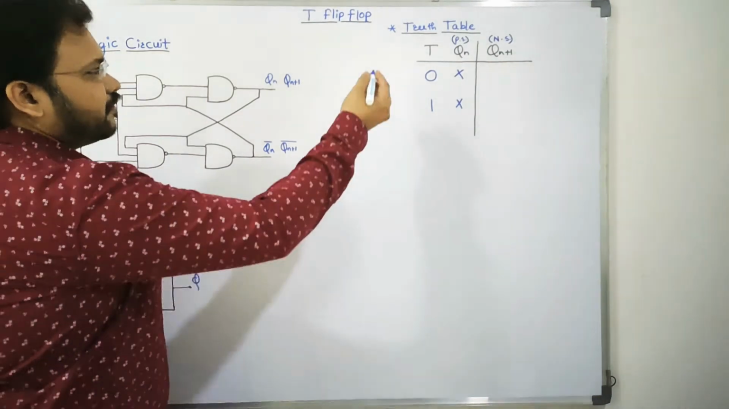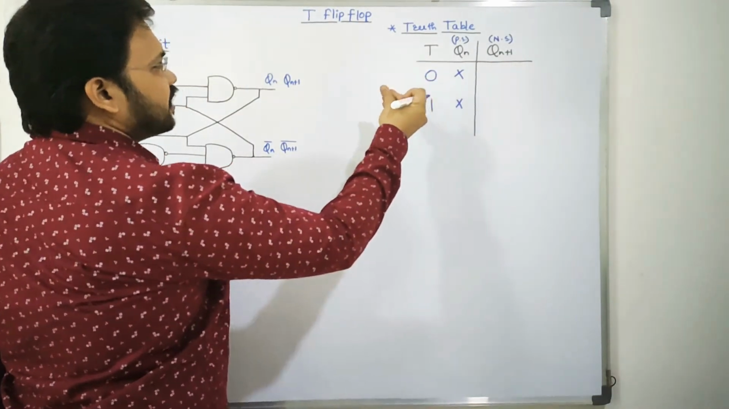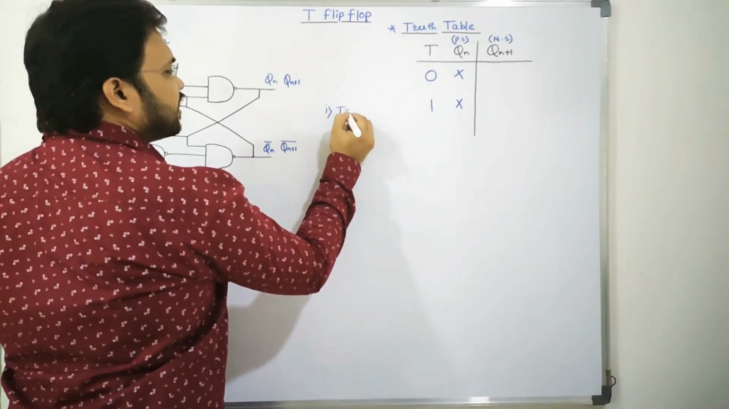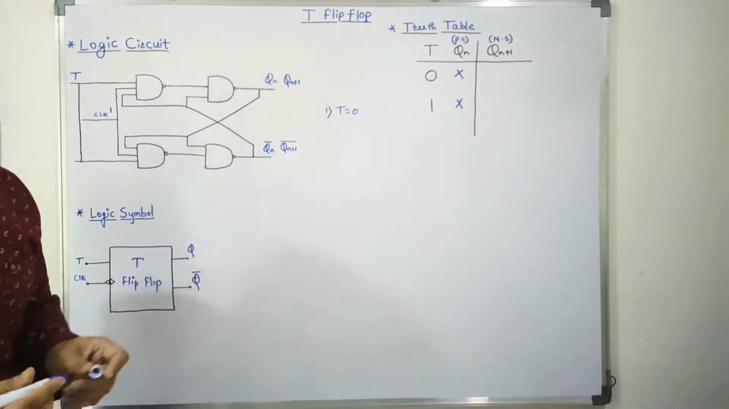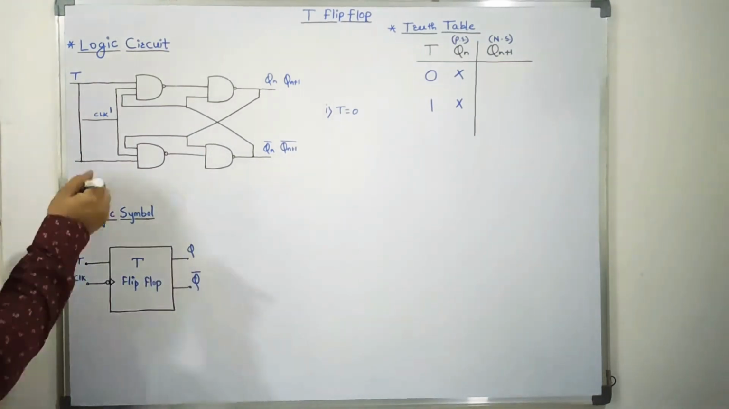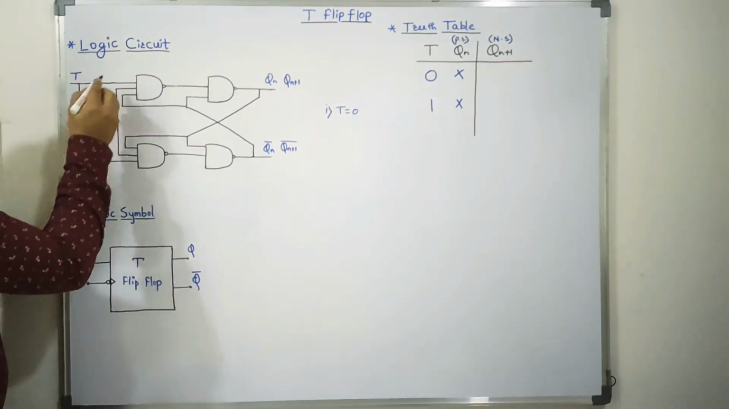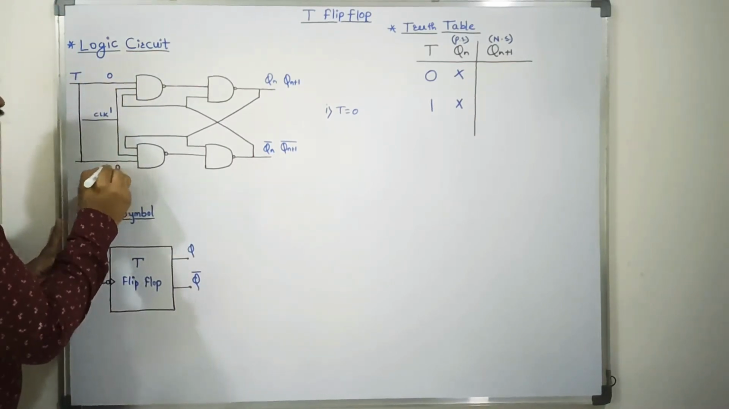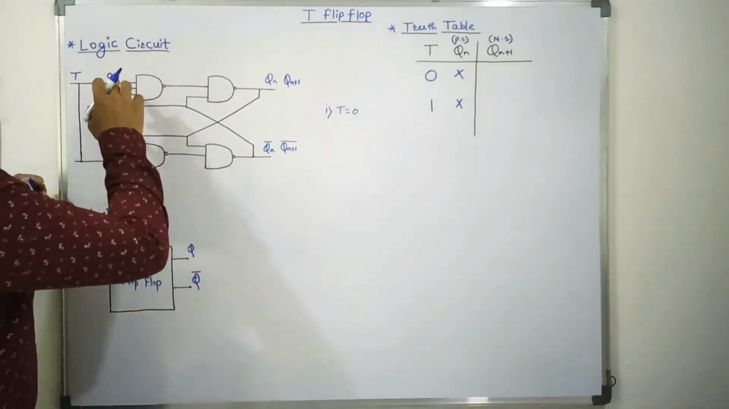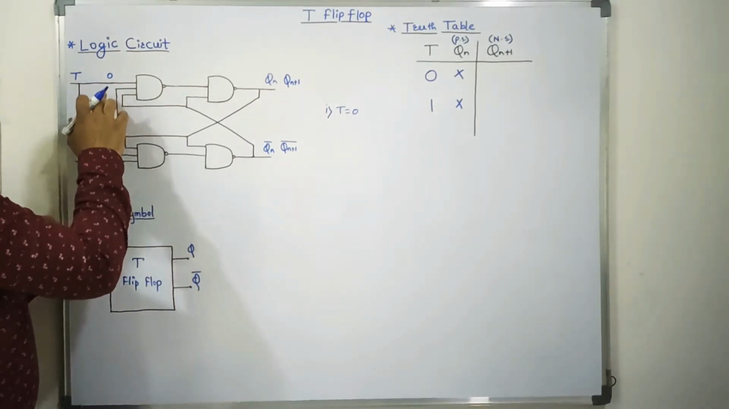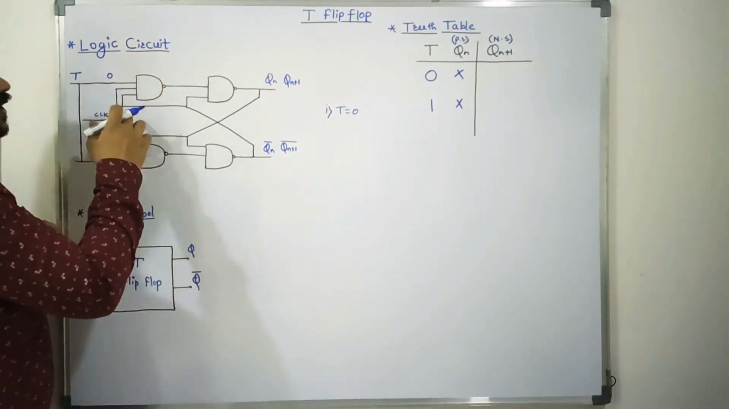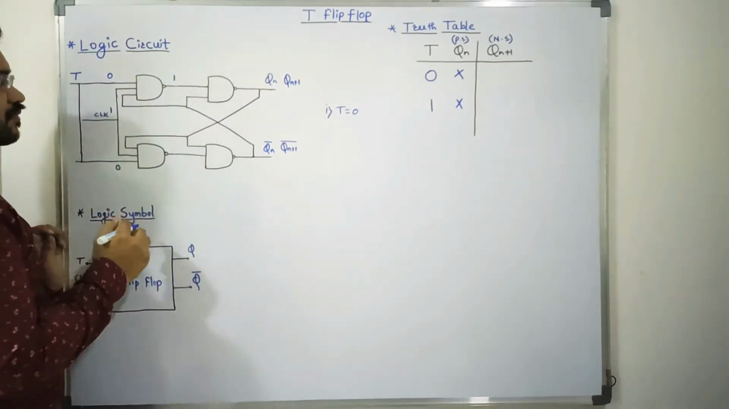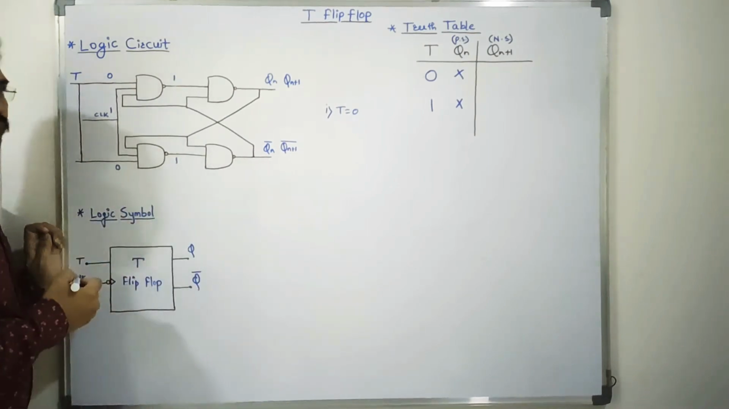So case number 1 with respect to this T is equal to 0. If T is equal to 0, then the input J is also 0, and here the value is also going to be 0. So with respect to this clock pulse being 1, 0 into anything is 0, so the term here we are having is 1, and here also 1.